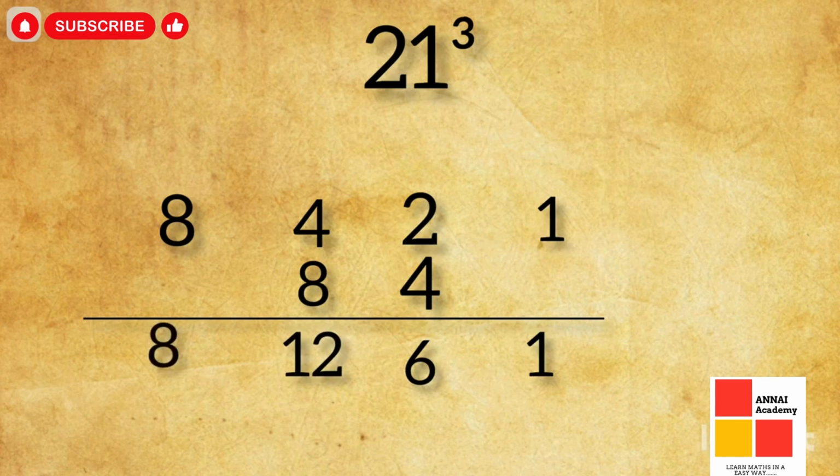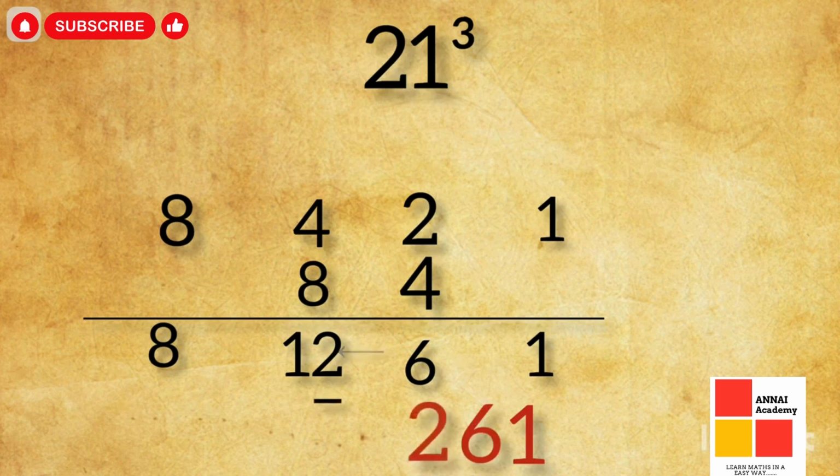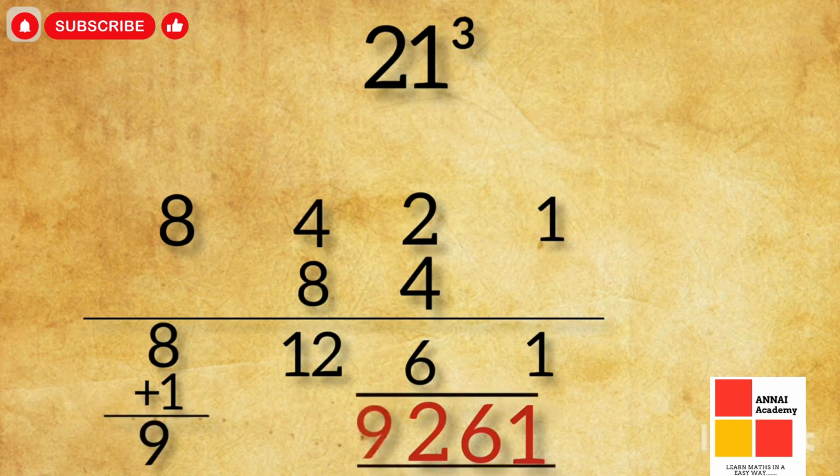And the third step is the simplest step. In that, we have to write the answer. We have to do this process from the right side. First of all, we have to write 1. Then we have to write 6. Then we have to write 2. Then we have to write 1. And we have to write this 9 in our answer. And our answer has come.